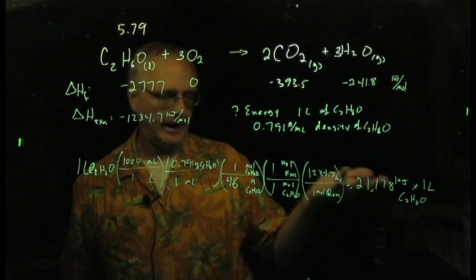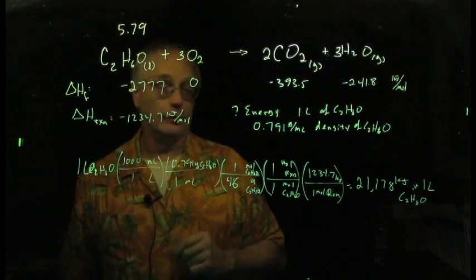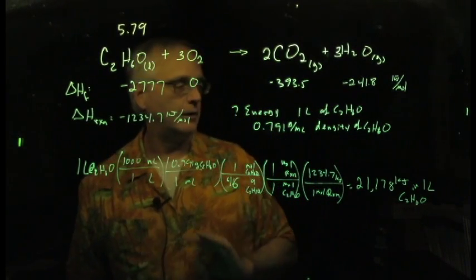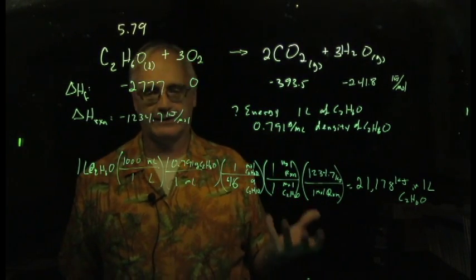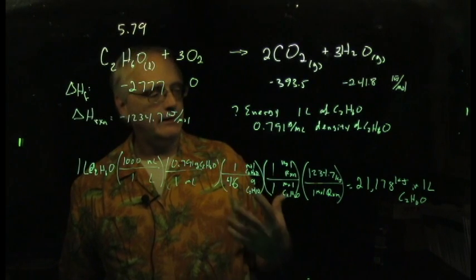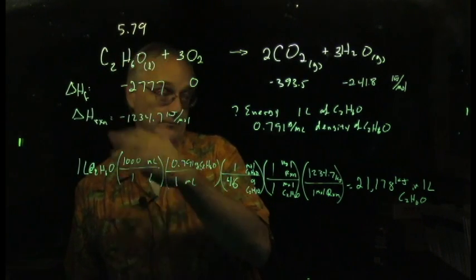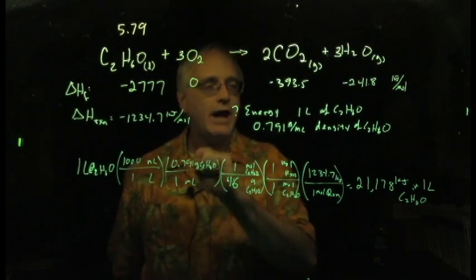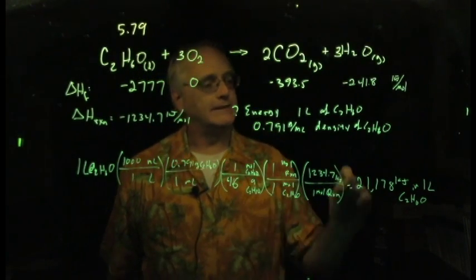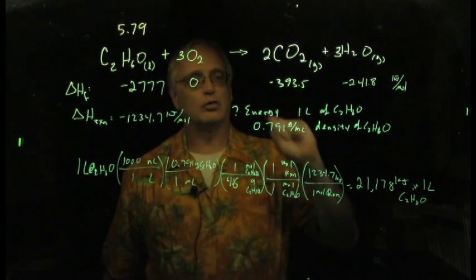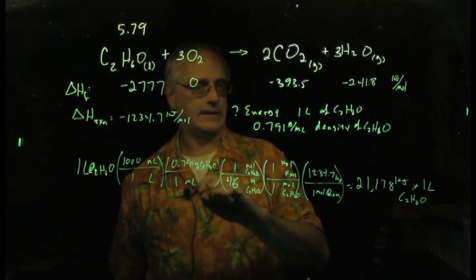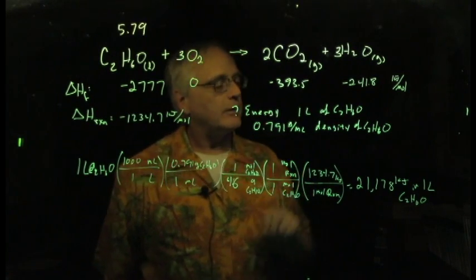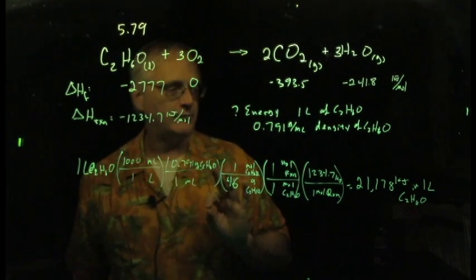But frankly, by just saying 21,178 kilojoules of energy are released when a liter of ethanol combusts, it pretty much exactly conveys the same thing. So for my purposes, whether you have the negative sign in there or not, I really don't care, as long as it is very clear that this is the amount of energy released when a liter of ethanol combusts. So there's part C. And now, one last part to go.